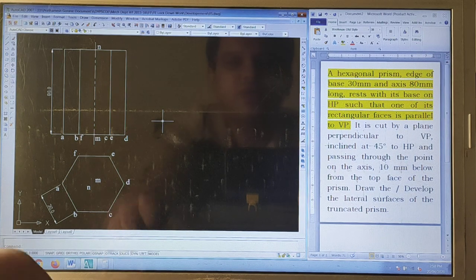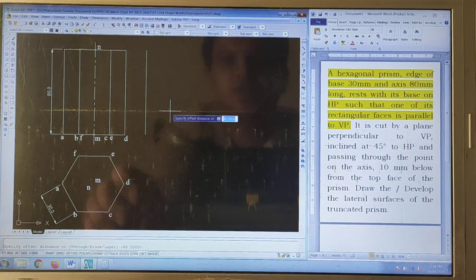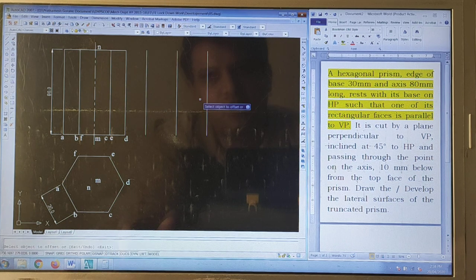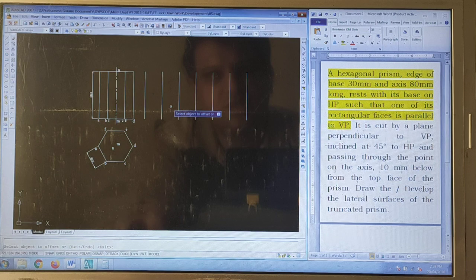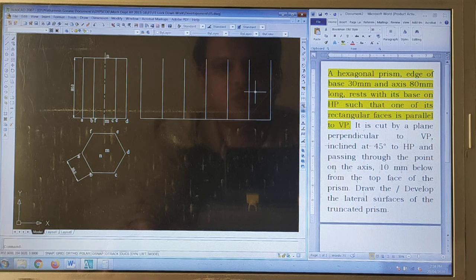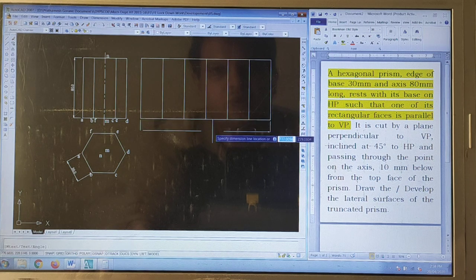Now if we draw the development, let us copy this particular edge like this. Then offset by say 30 mm, 1 time, 2 time, 3, 4, 5, 6. 6 times we need to copy, because it is the hexagon. That is nothing but the perimeter of a hexagon. And again if we take the dimension of it, it will be the perimeter.